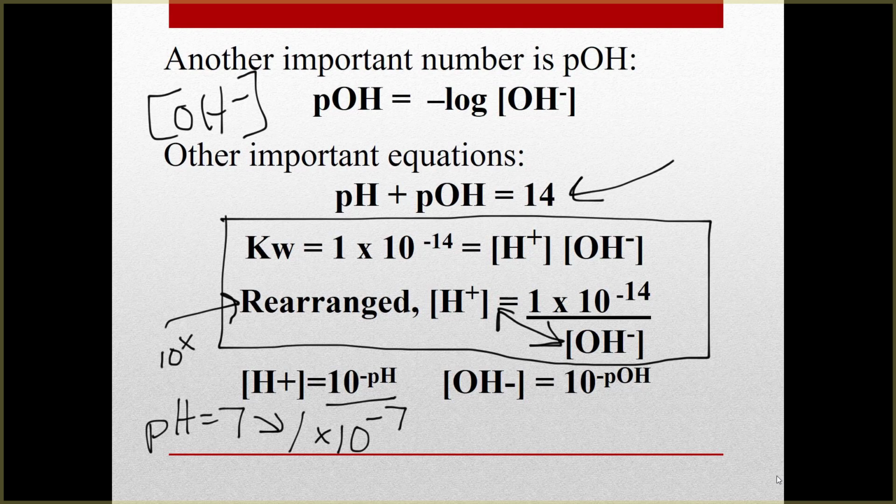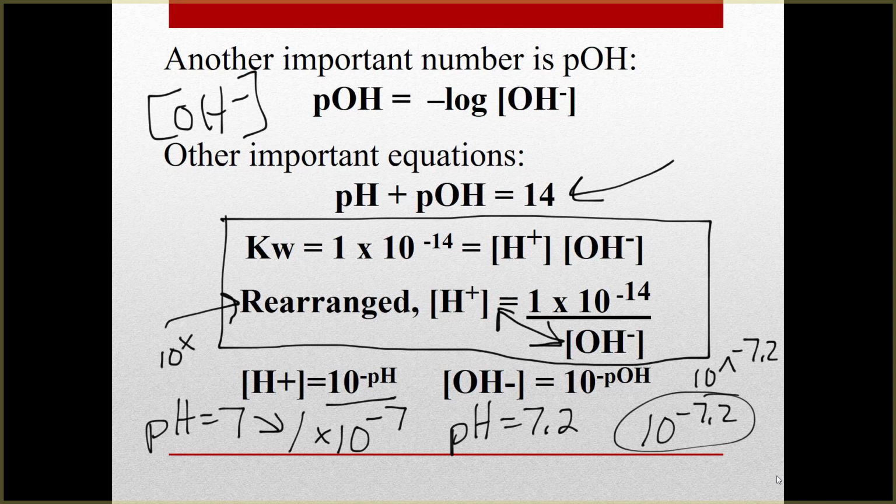If you have a number that's kind of ugly, for example a pH of 7.2, you're going to do the same thing. Use that 10 to the X button, or you could use your 10 and then your caret button, and then negative 7.2. Do not leave it like that. That's not your answer. You need to press enter on your calculator. These ones that aren't a whole number are a little bit ugly, but you can still do them. Just make sure that you press enter. So the hydrogen ion concentration here would be 6.31 times 10 to the negative 8. So that's how you would go backwards.